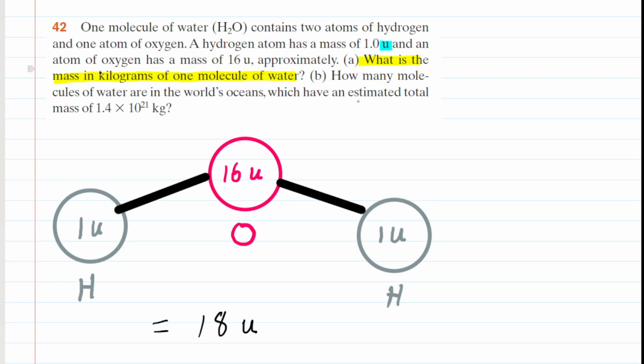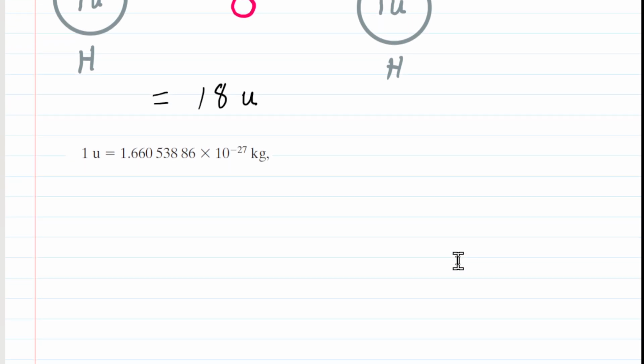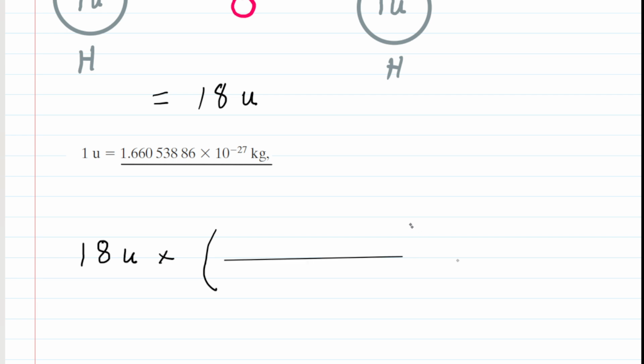But again, the question wants this mass in kilograms rather than in atomic mass units. So let's go down here and learn of a conversion factor. We can see here that one atomic mass unit is equivalent to this very tiny number of kilograms. We're going to use this as a conversion factor to change our mass from atomic mass units into kilograms. So here's how we do it. We take our mass in atomic mass units, and we're going to always multiply by any conversion factor. When you set up your conversion factors, you usually want to set them up as a fraction like this.